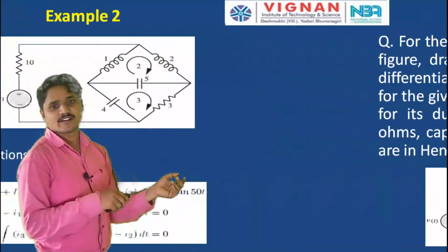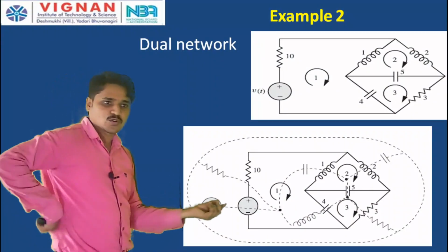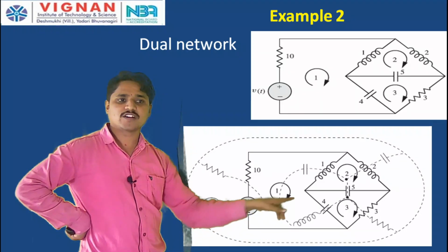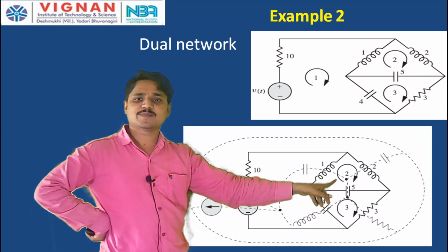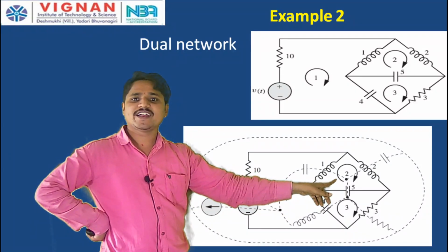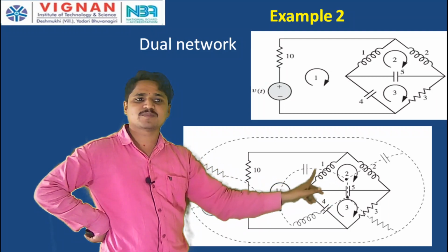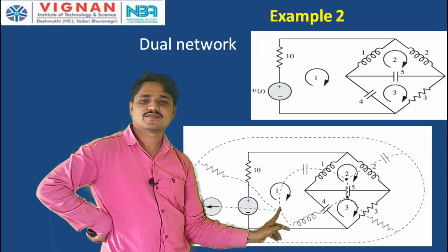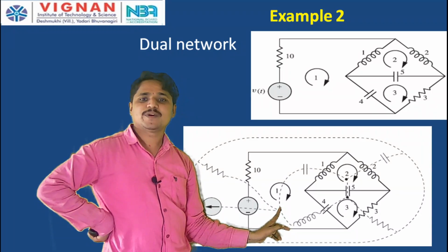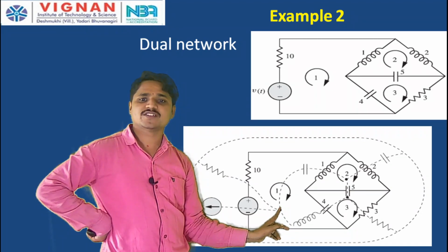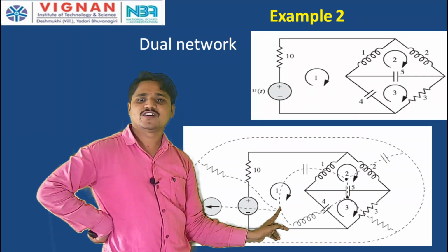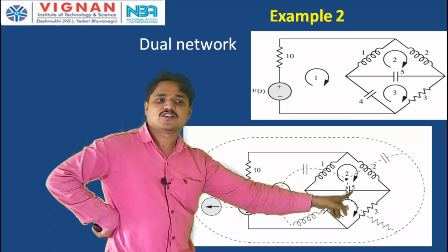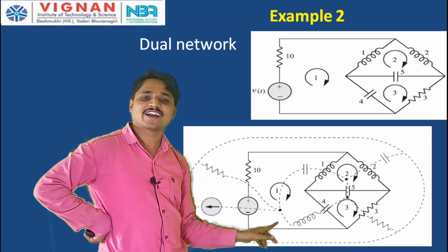Now, I am explaining here. See how we are drawing. This node is there, the first node. Between this first node and second node, what are the elements between the first mesh and second mesh? 1 Henry inductor. So, 1 Henry inductor is replaced by 1 farad capacitor between the first node and second node. Next, between the first mesh and third mesh, 4 farad capacitor is there. So, between the first node and the third node, it is replaced by 4 Henry inductor.